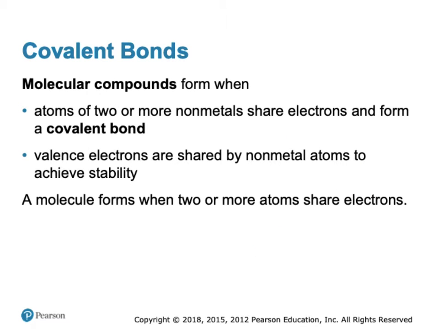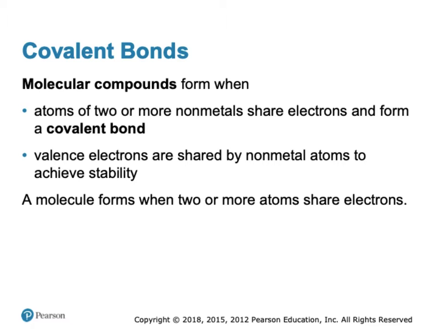So we've discussed molecules. We looked at molecules when we looked at polyatomic ions. We looked at molecules in the previous video where we discussed naming molecular compounds. So now we're going to look at what actually is happening when a molecular compound forms. A molecular compound forms when atoms of two or more nonmetals share electrons and form a covalent bond. This covalent bond is going to be between the valence electrons of the individual atoms, that outermost shell of electrons. Now, a molecule will form when two or more atoms share these electrons.